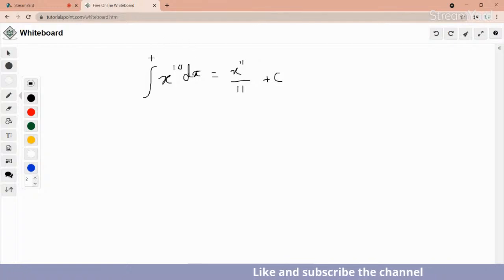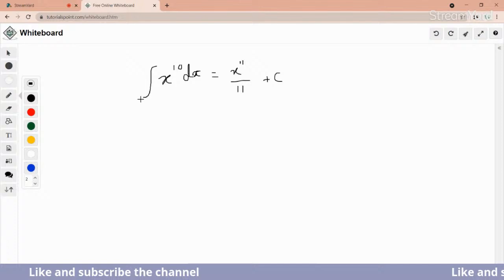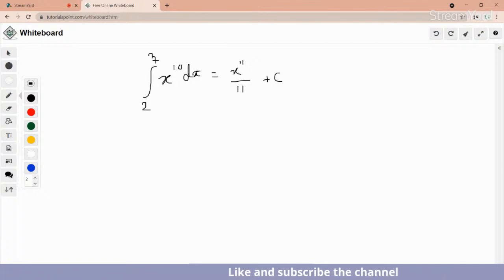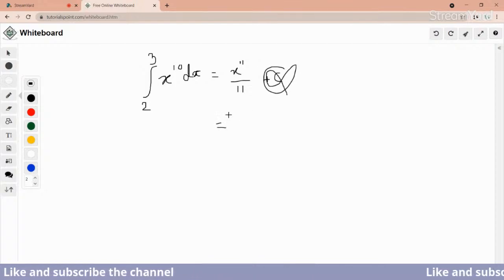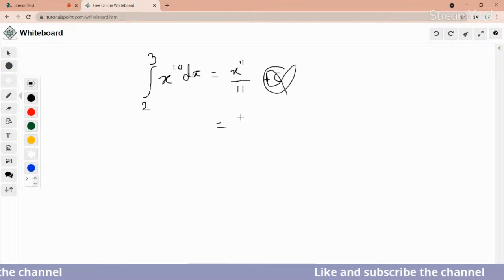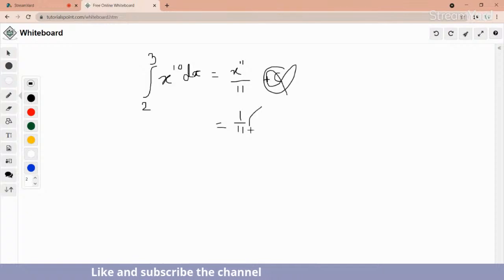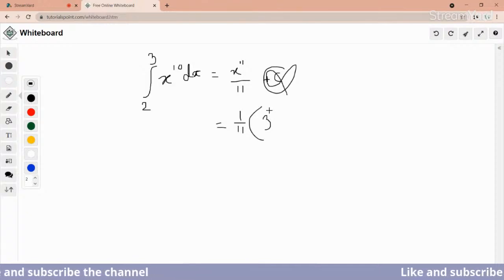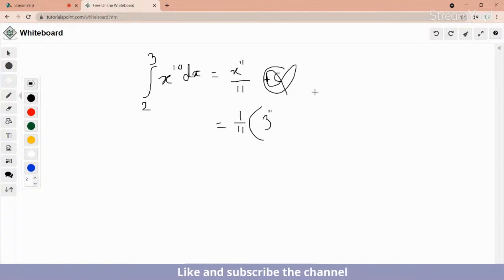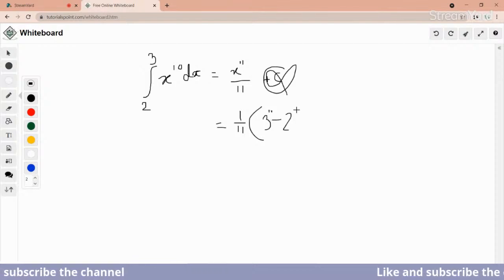Now, when you are given a limit, a lower limit, for example 2, and an upper limit 3, this constant is of no use now. You just have to put in 3 to the power 11 by 11 minus 2 to the power 11 and calculate it. A calculator is used for the calculation, so there is no issue. Upper limit minus lower limit.